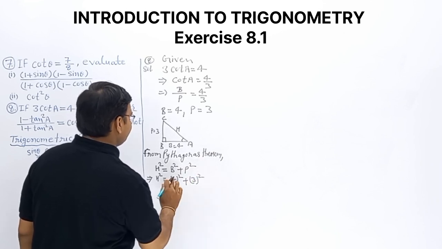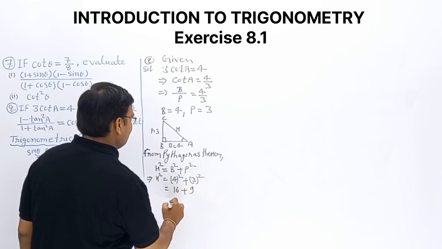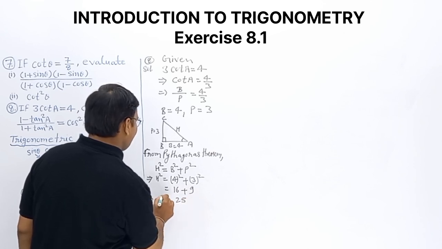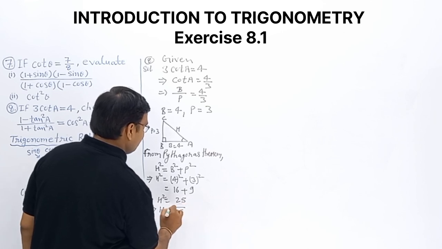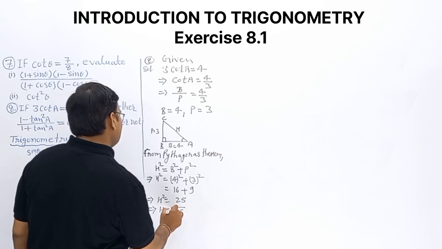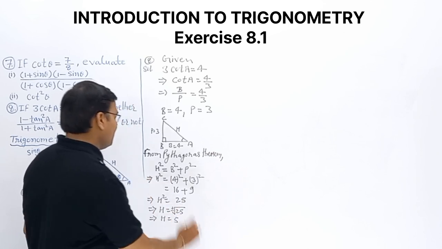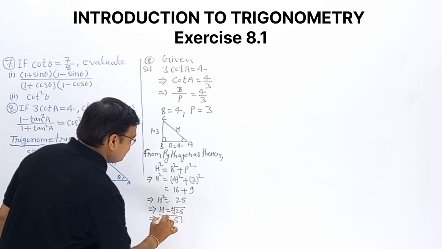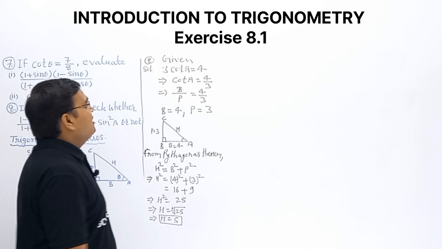Solve carefully. Base is 4, so 4 square will be 16 and 3 square will be 9. So 16 plus 9 will be 25, and this is the value of H square. So what will be the value of H? H will be the square root of 25. We will consider the positive value. So H equal to 5 will be the answer. Hypotenuse will be 5. So we obtain all the sides of the right triangle.